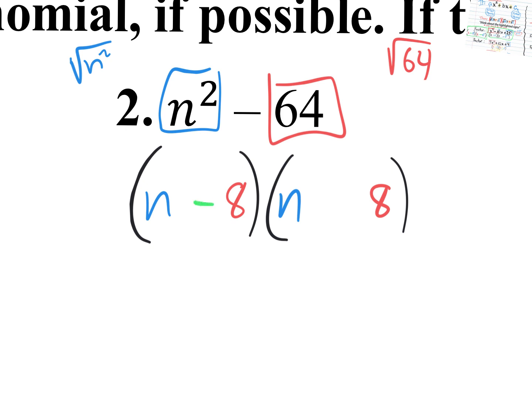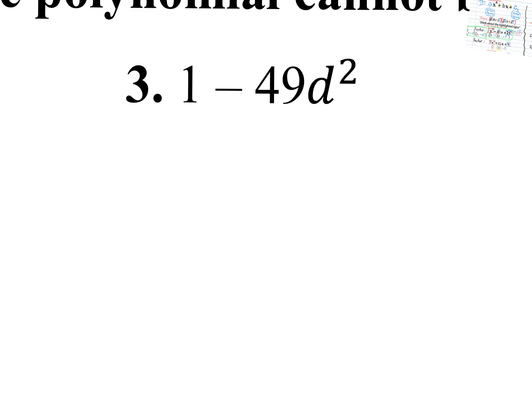Not only that, they have to be different because there is no trinomial, it's a binomial. There's no middle term. So if you were distributing n times n is n squared, n times 8 is 8n, and then negative 8 times n, that'll be a negative 8n. That way the middle terms will cancel. That way you just get a binomial, not a trinomial. Anyway, let's move on. Number 3.